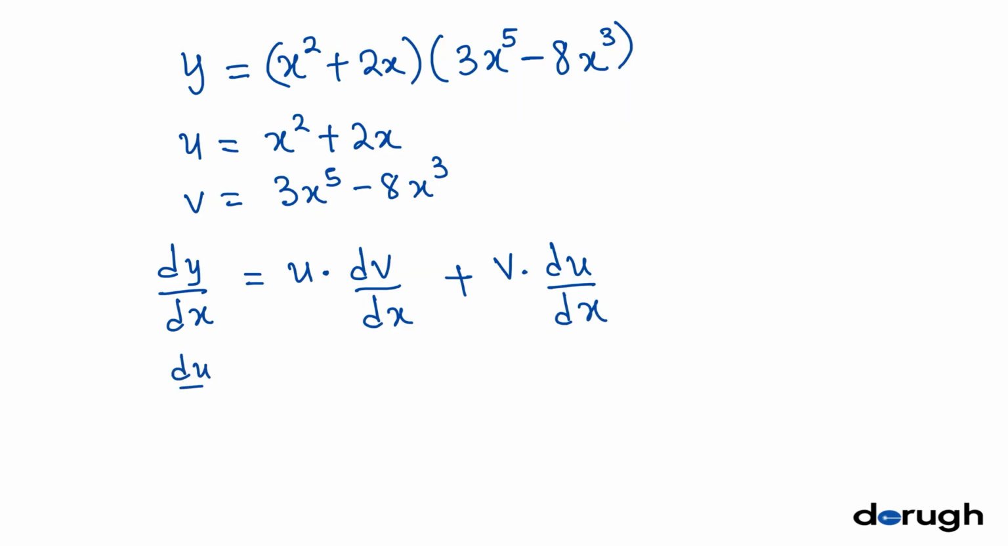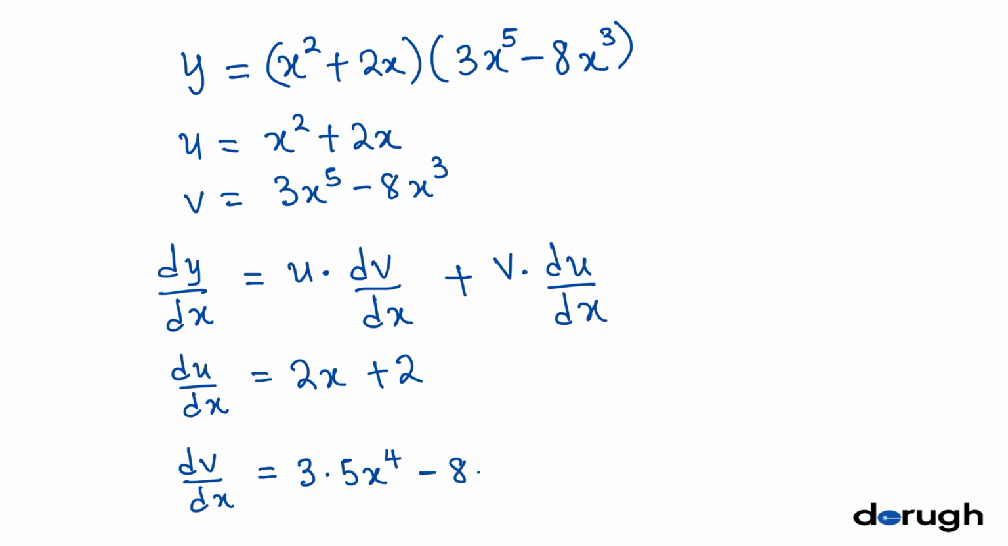So let's work out du dx and dv dx. Du dx from what we have will be 2x power 1 plus 2, and dv dx would be 3 times 5x power 4 minus 8 times 3x power 2, which is 15x power 4 minus 24x squared.